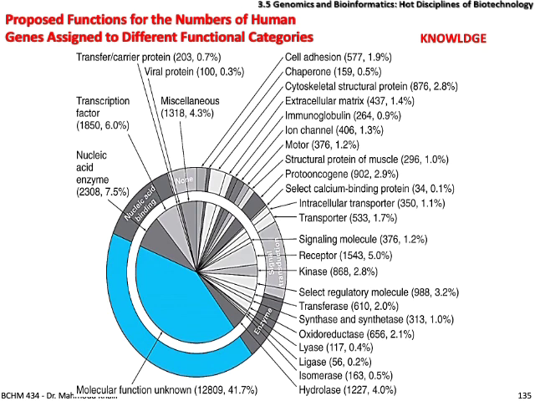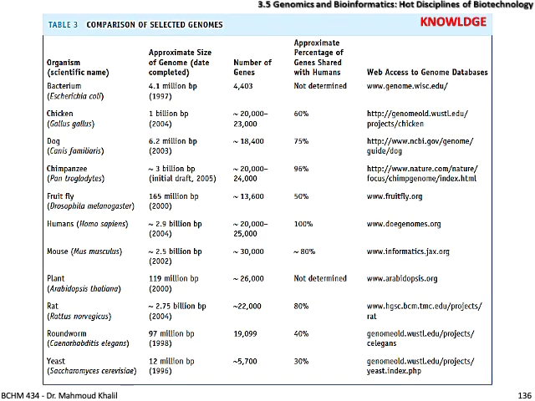This figure for knowledge is showing the proposed function of a number of human genes assigned to a functional category. And you can see from this figure, the blue area, that around 41.7% of the genes have unknown molecular function. This table as well is for knowledge, but it shows the comparison of some selected genomes. So you have the organisms, the approximate size of the genome, the number of genes that these organisms have, the approximate percentage of genes shared with human, and how we get this information through the internet. Thank you.